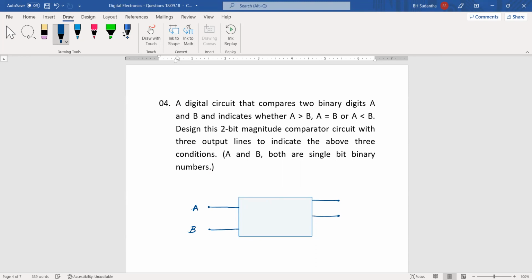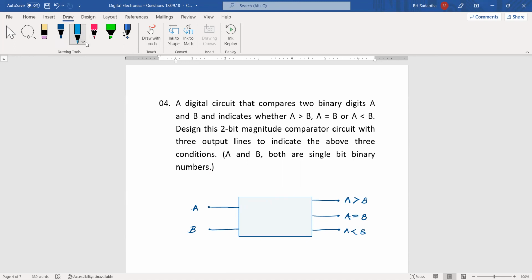For what? To have this comparison. First comparison is A greater than B. Second one, A equals B. Third one, A smaller than B. Depending on the values of these A and B lines, you have to find these output lines: A greater than B, A equals B, and A is less than B.